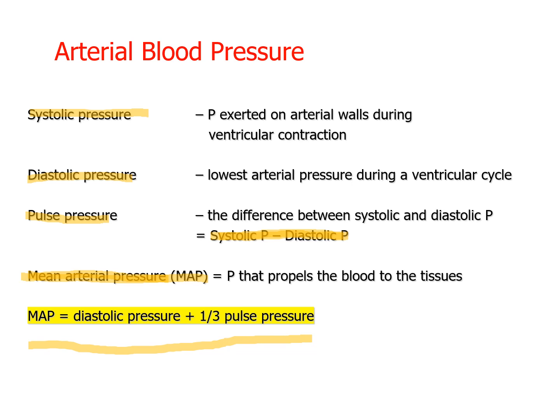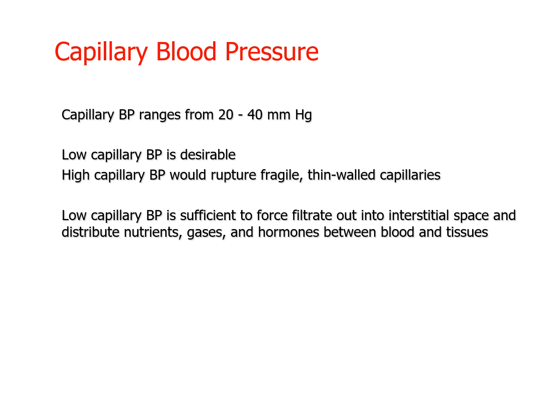The reason for that is that the heart spends more time in diastole than it does in systole. And so the mean arterial pressure is the diastolic pressure plus the systolic minus diastolic divided by 3. In other words, the pulse pressure divided by 3. This is the best value to reflect how well tissue perfusion is and how appropriate blood pressure is.